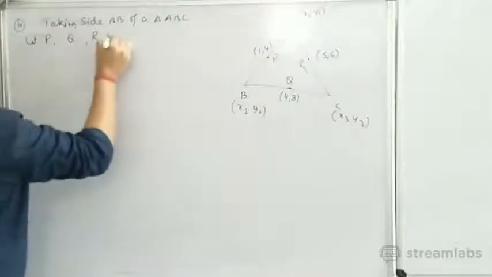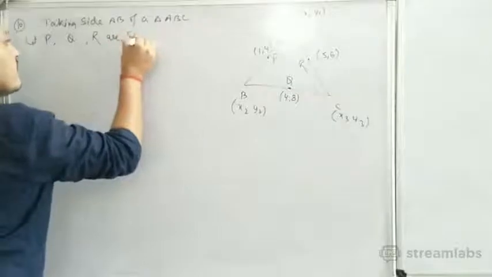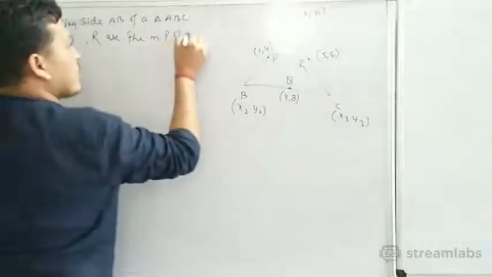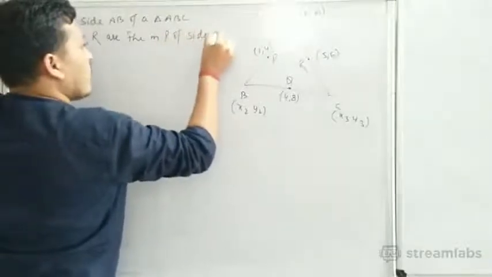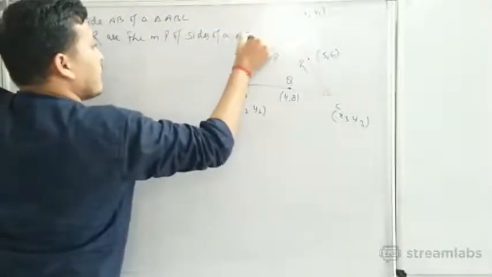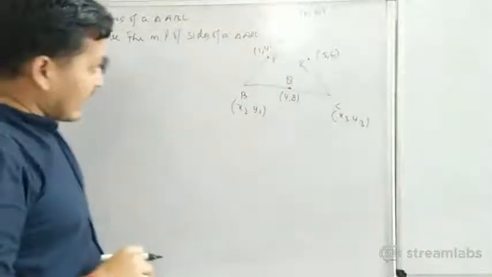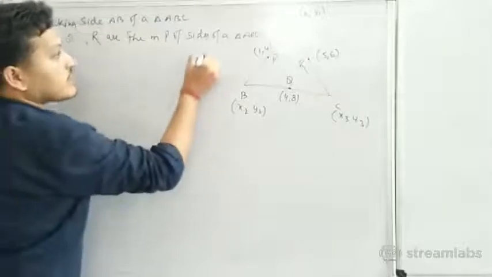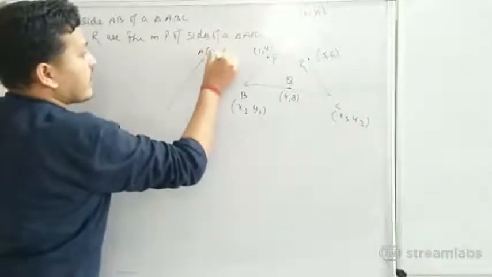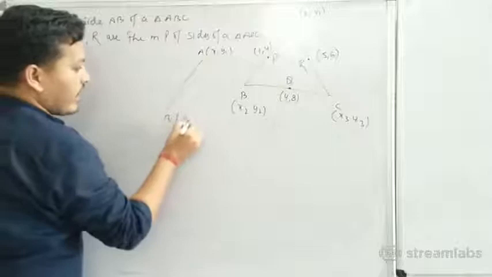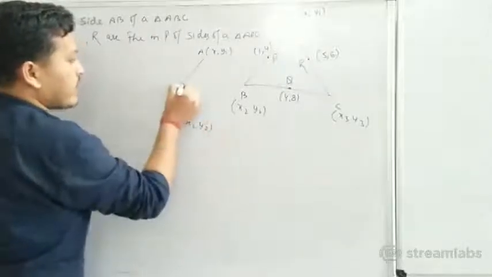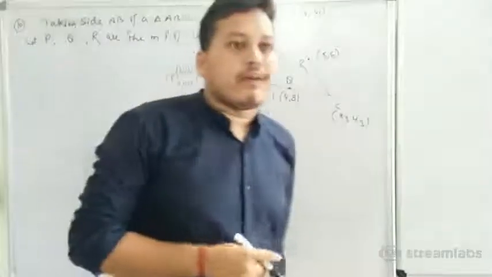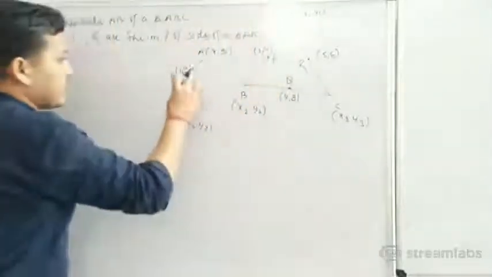Let P, Q, R be the midpoints of the sides of a triangle ABC. How can you relate these midpoints with the sides? Suppose first I take side AB, where A has coordinates x1, y1 and B has x2, y2, and the midpoint is denoted by P(1, 4). Using the midpoint formula, we can find the relation between these coordinates.